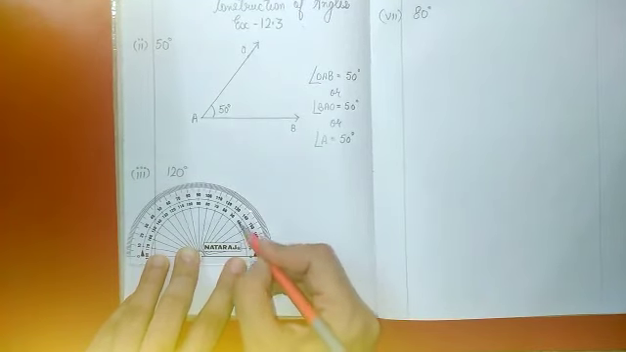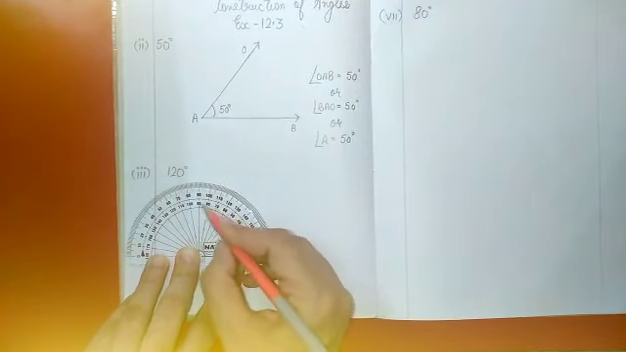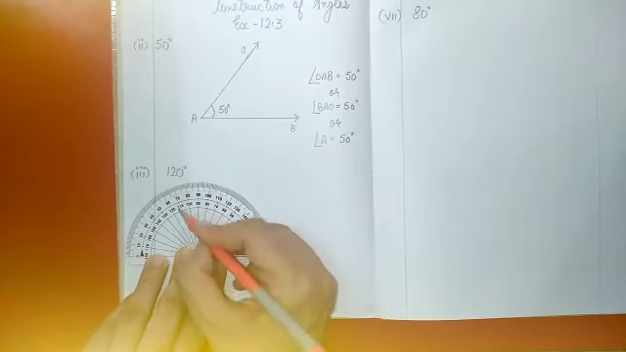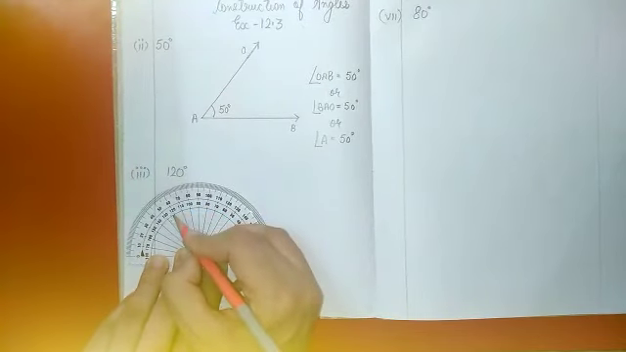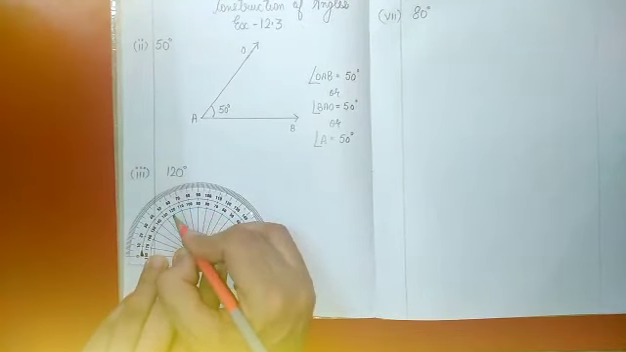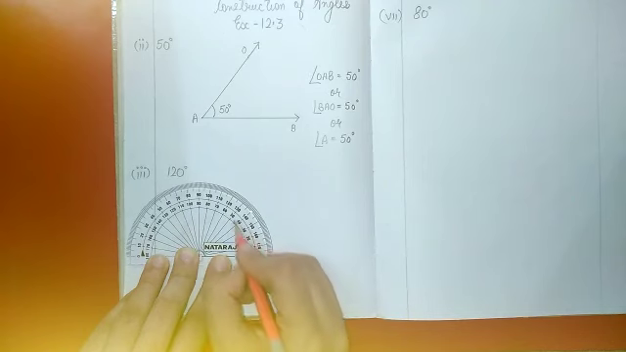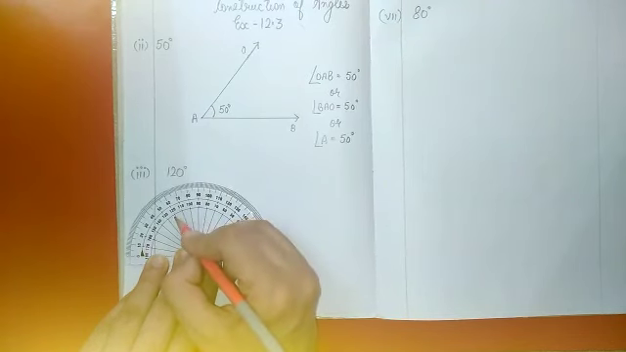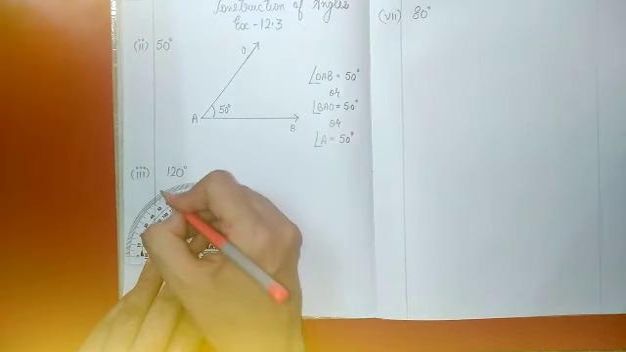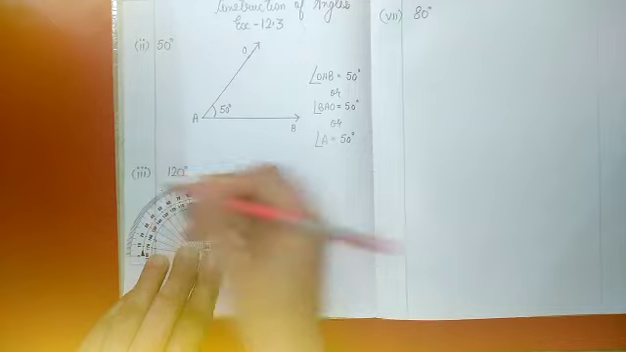10, 20, 30, 40, 50, 60, 70, 80, 90, 100, 110, and this is my 120. While you are looking at your scale, you have to be very careful because in the protractor two scales are given. So please move in your line only. So this is my 120. Exactly opposite 120, I am going to put a mark.